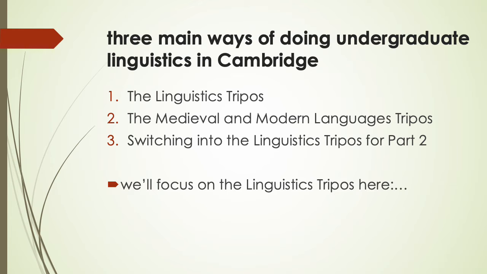A third option is to do one subject for Part 1, which is our term for the first 2 years of your undergraduate degree, and then switch into the linguistics tripos for your Part 2, which can be either 1 or 2 years. We often have students switch into the linguistics tripos in this way from MML, Anglo-Saxon, Norse and Celtic, Asian and Middle Eastern Studies, and Classics. And we even get the occasional transfer from subjects such as maths, biology, and medicine. Today we're going to focus on the first of these three options, which is doing the linguistics tripos.